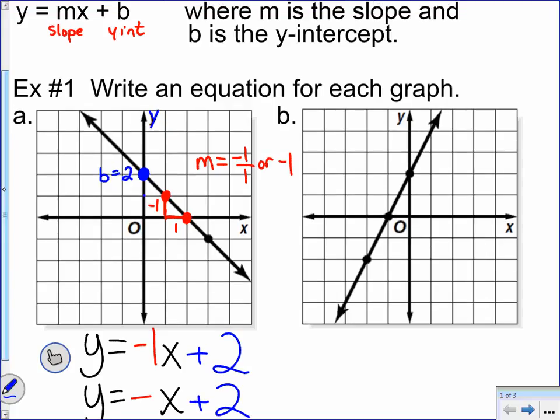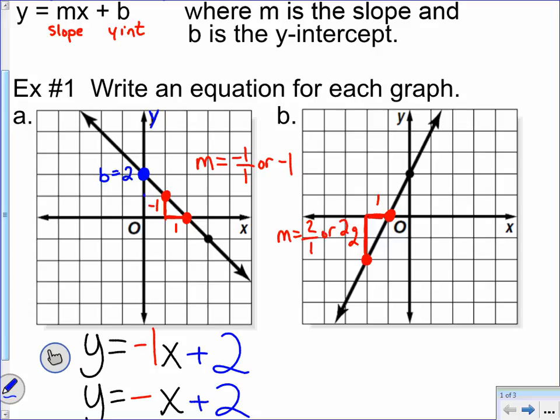Now let's take a moment and look at the second equation. So we can find our slope by picking 2 points. To go from the left point to the right point, we're going to go up 2 places, that's positive, and over 1. So our slope is 2 over 1, or 2.